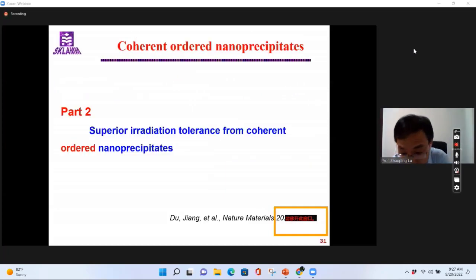So now I move to the second part, the second case of my talk. Superior irradiation tolerance from coherent ordered nanoprecipitation.